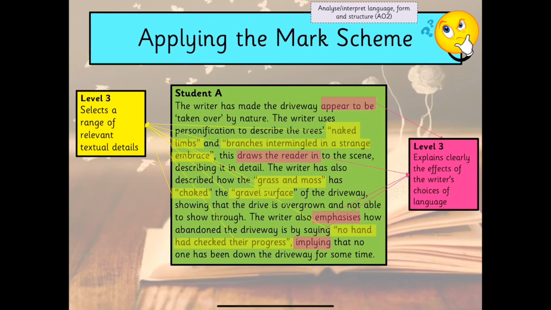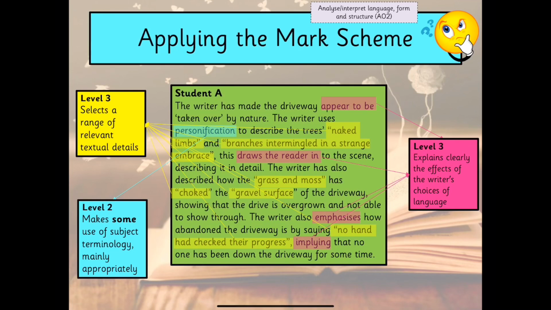Now, what about subject terminology? There's not a lot going on there. So personification, it is correct, but it is level 2 because there's not that much of it. They haven't really unpicked how the personification draws the reader in. They've just said, here is some personification that I've labelled, here is an effect. I haven't really linked the two things together, and you'll notice as well they haven't really explained what they mean by drawing the reader in.